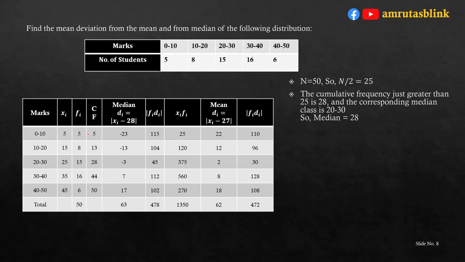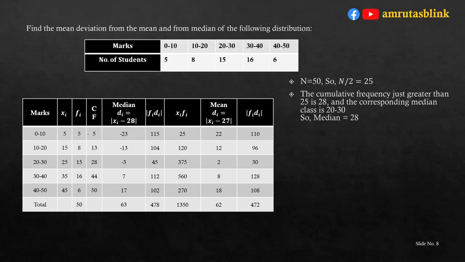That is 5. Middle value of 10 to 20 is 15. Middle value of 20 to 30 is 25. Middle value of 30 to 40 is 35. And middle value of 40 to 50 is 45. Now we will write down the respective frequencies as given in the problem, that is 5, 8, 15, 16 and 6.